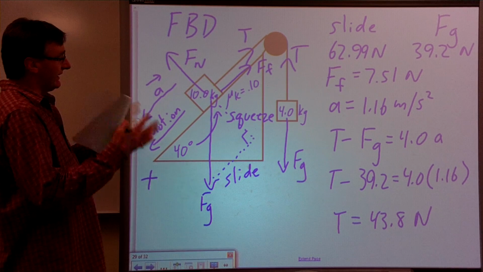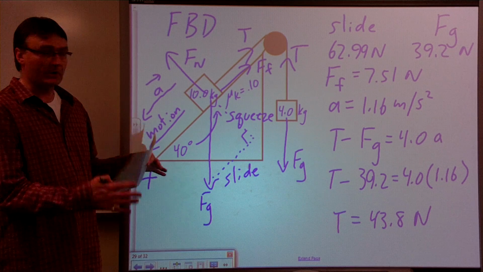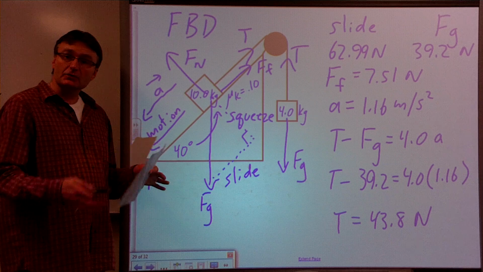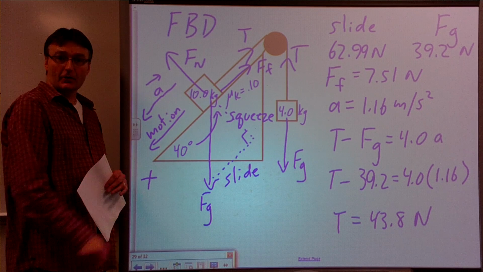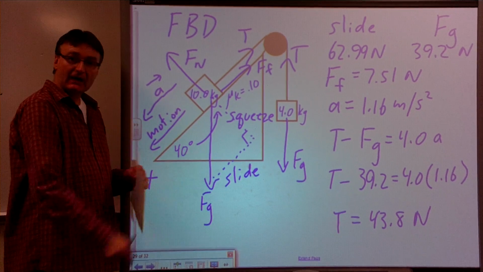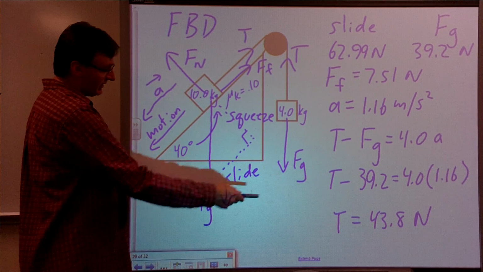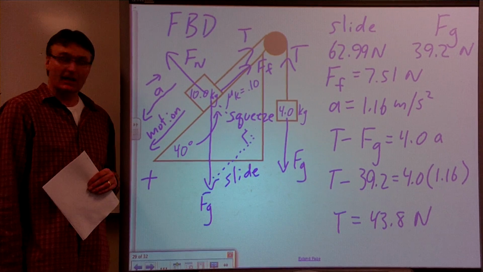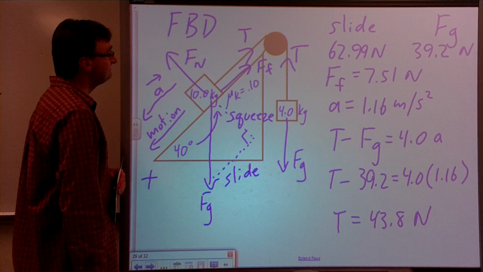All right, so again, that's how you handle a problem like this. It also utilizes adding the two force equations together, which cancels out the tension, which then allows you to determine the acceleration. And then once you have that, you can go back to one of the force equations and determine what the tension is.